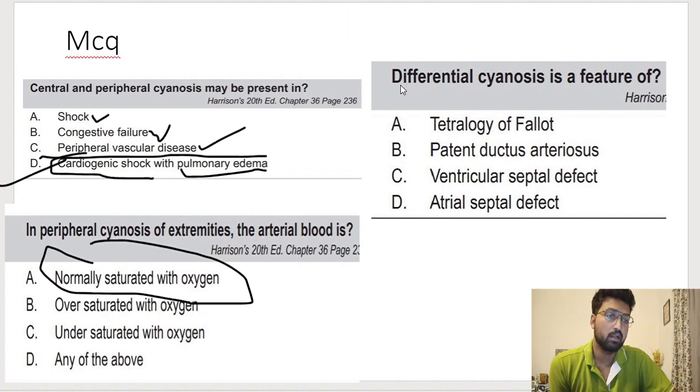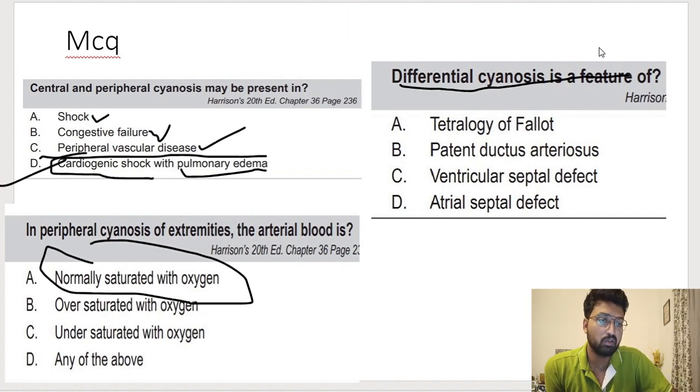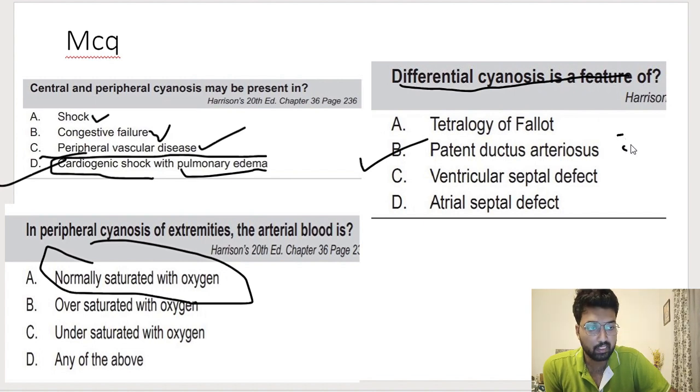Artery is normal. Okay. Differential cyanosis is a feature of, just now we talked about differential cyanosis, it will be seen in PDA. Not only PDA, PDA with pulmonary hypertension.